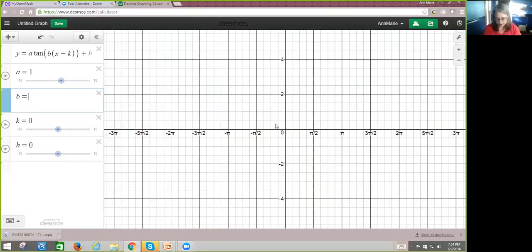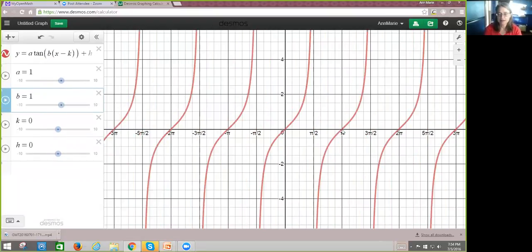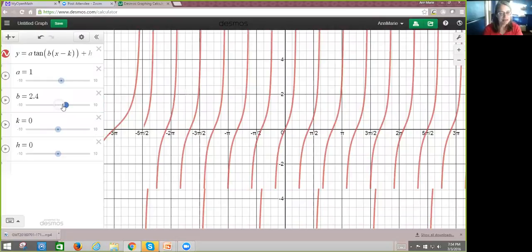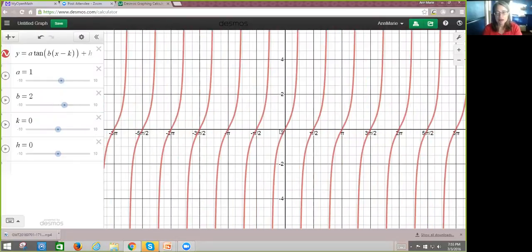When it was 1, my period is pi. So the period of the tangent function is pi. It's a little different than our others, so that's something you might want to remember. If I make this guy, this b, be 2, my period becomes pi over 2.